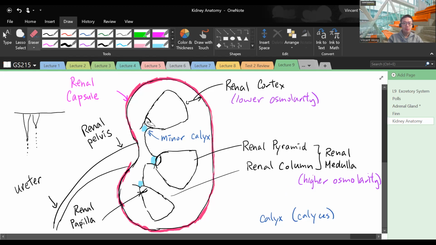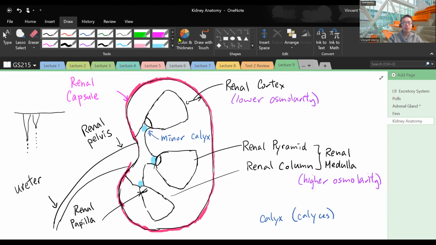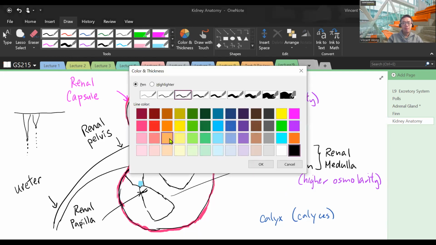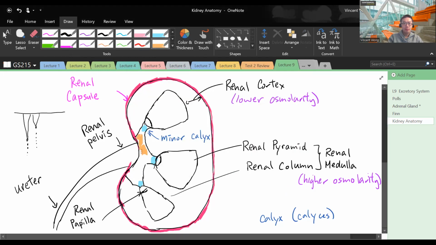So the urine will come out, and then the calyxes will join together, merge together to form a bigger cavity. This bigger cavity right here, you just choose another color, that's going to form the major calyx. Major calyx.